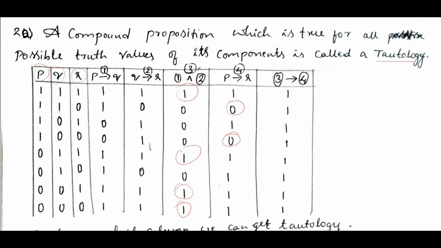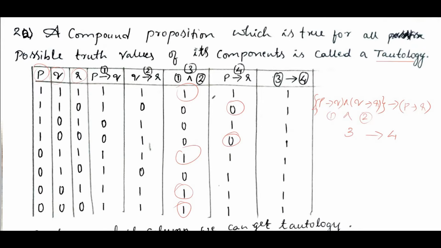Finally, I will go with 3 implies 4. The given problem was P implies Q conjunction Q implies R, this whole compound proposition implies P implies R. That is what we are doing. Now 1 conjunction 2 we have done, and finally I named this as 3. I am now looking at 3 implies 4. So column 3 and column 4 implies what?